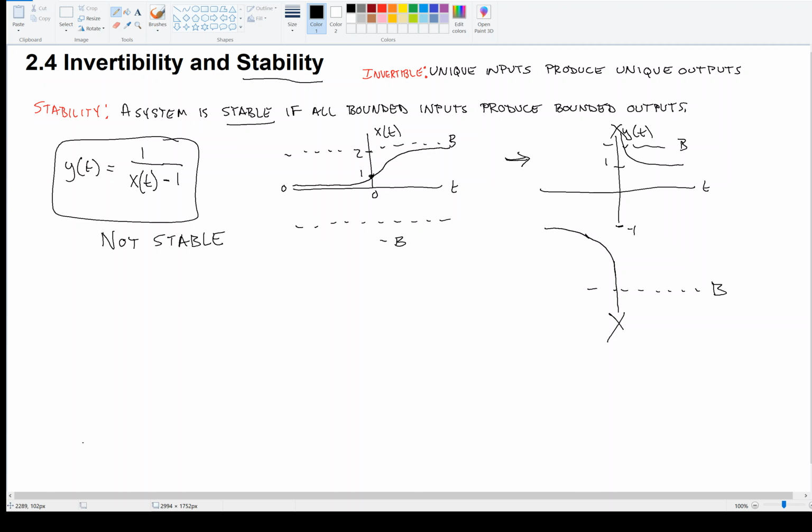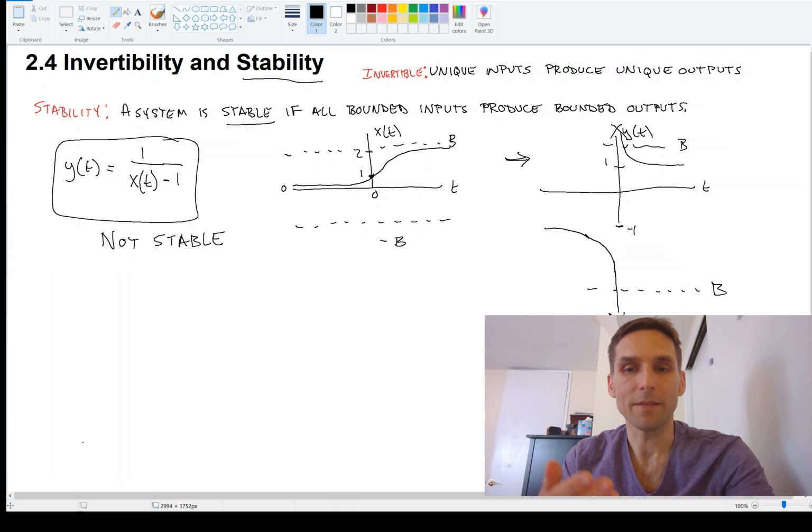So in the next video, this can be tricky if you're not used to proving these things, but in the next video, what we're going to look at is how to prove or disprove both invertibility and stability. Okay, so let's take a look.